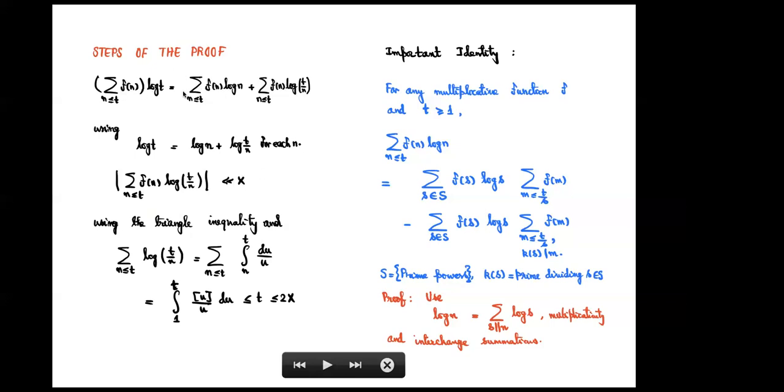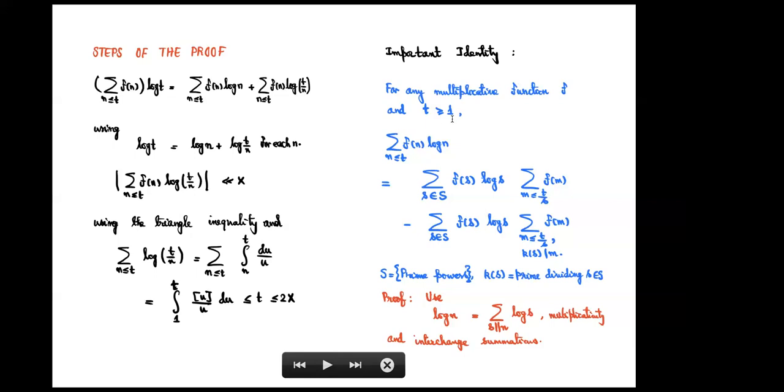So now you come to this term, the partial sum of f(n) log n. And that's where the interesting arithmetical information is put in. So what do we do? We use the factorization of integers into primes and obtain this particular identity. So what is the identity we obtain?